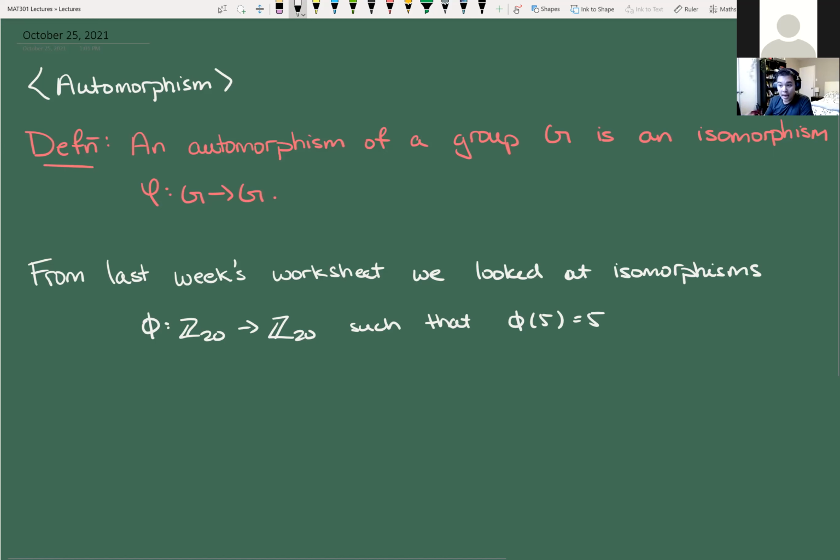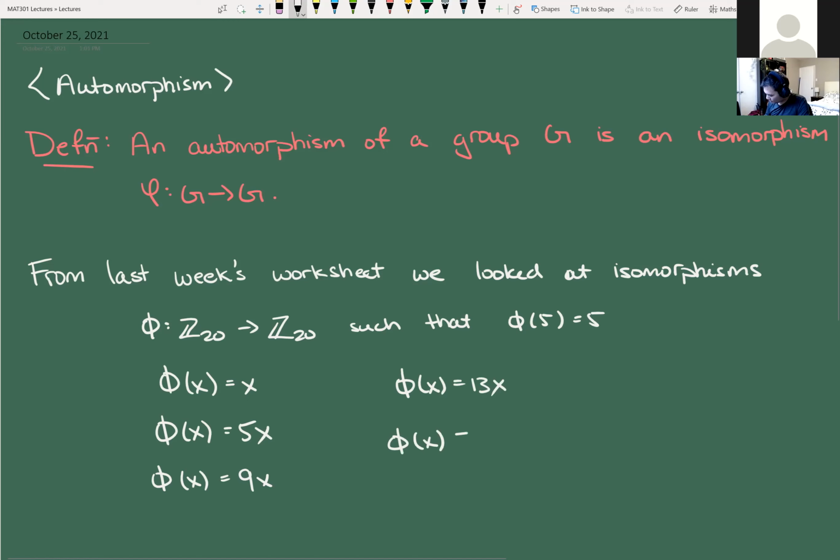And so we had this guarantee, and in that case, we discovered, what was it? We discovered that phi of x was equal to x. That was one option. This was another one, 17x, okay? So these are the things which satisfy phi of 5 is equal to 5, okay? So these are examples of automorphisms.